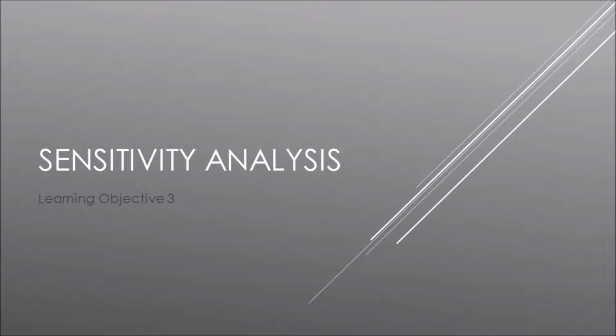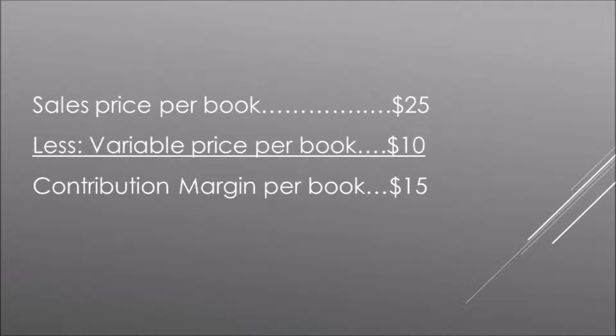What do we have to be aware of when competition forces us to adjust our sales prices, and will our suppliers increase our costs? Let's start with an example of adjusting our sales price. Let's say we run a bookstore selling paperback books. The sales price per book is $25 and our variable cost per book is $10. This means we have a $15 contribution margin per book.